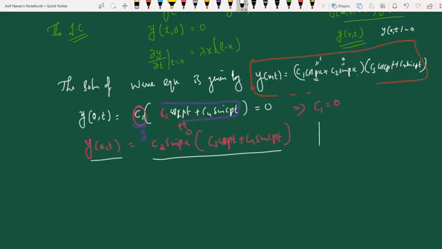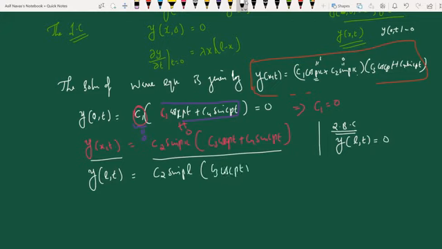Now we will apply the second boundary condition. What is the second BC? y of L, t is equal to 0. What is y of L, t? I am replacing x by L. Then c2 sin pL into (c3 cos cpt plus c4 sin cpt) is equal to 0. Therefore, either this product is equal to 0 or the other is. Now, the time factor cannot be equal to 0, because then we would get y of x, t completely 0. So c2 sin pL is equal to 0.